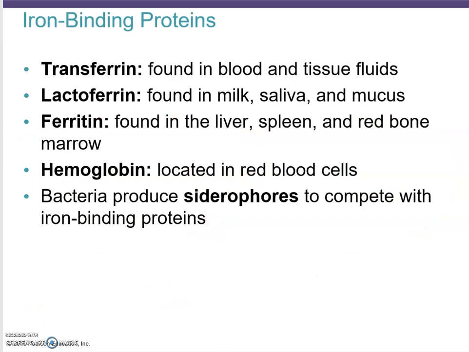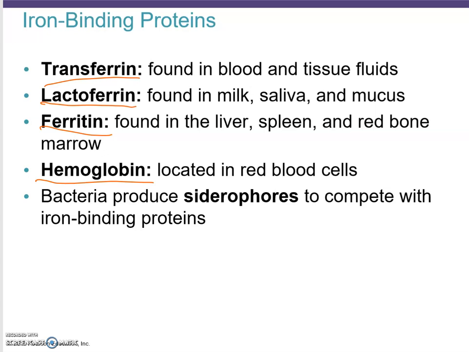Now here a short word about iron binding proteins. Pathogenic bacteria basically need a good supply of iron for their growth, and in order to obtain that iron, they need to outcompete the sources of iron that the human body has. So let's take a look at this. In the human body, most of the iron is bound to hemoglobin. Then there's also some bound to ferritin, found in the liver, spleen, and red bone marrow, and then lactoferrin in milk, saliva, and mucus, and then transferrin found in blood and tissue fluid.